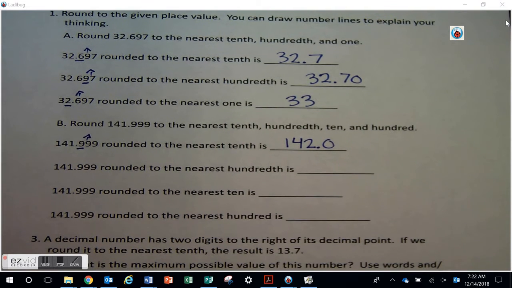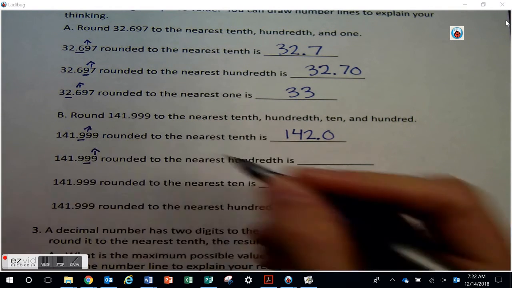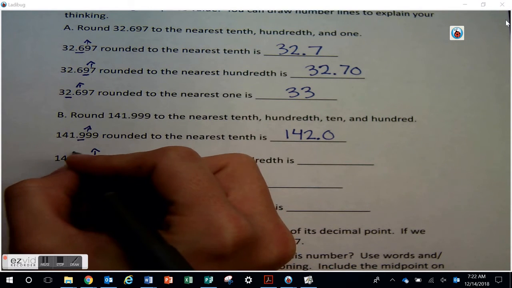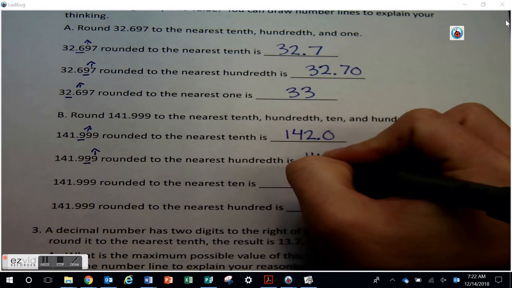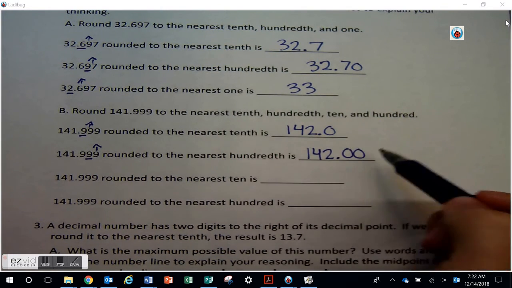Round to the nearest hundredths place. Here's my hundredths place. This 9 makes that 9 round up to a 10. If that's a 10, that makes this a 10, which makes that 142. Okay, you don't have to put these zeros here because it has the same value.